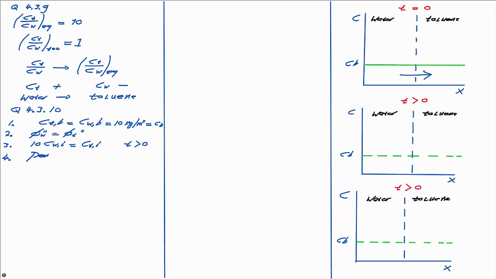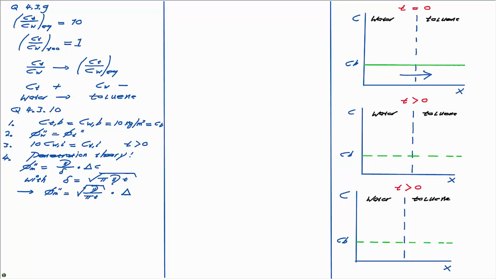Fourth, according to penetration theory, the mass flux is equal to the diffusion coefficient divided by delta times delta C, with delta, the penetration depth, being the square root of pi Dt. Combining this gives the mass flux is equal to the square root of D over pi t times delta C.